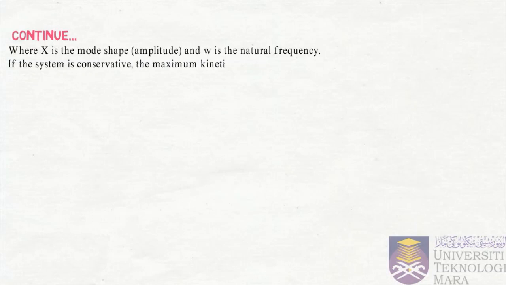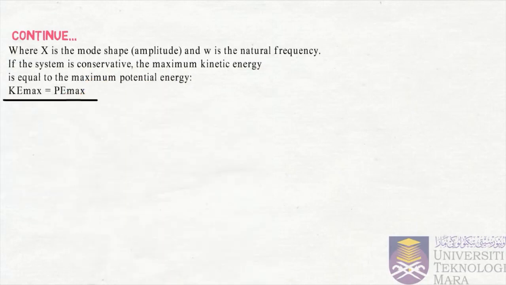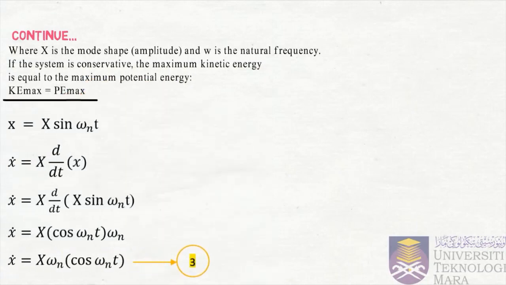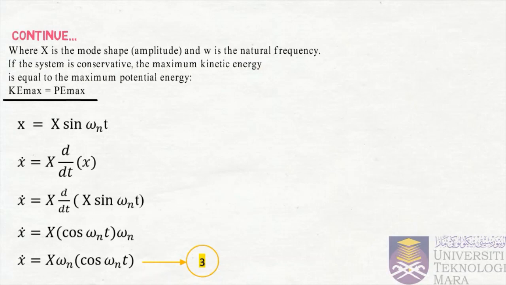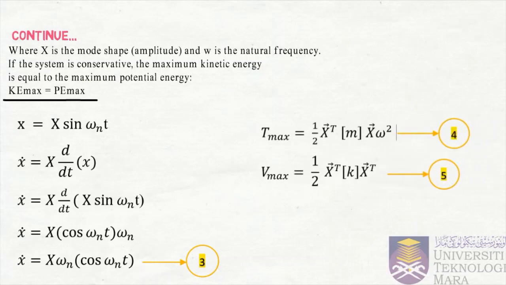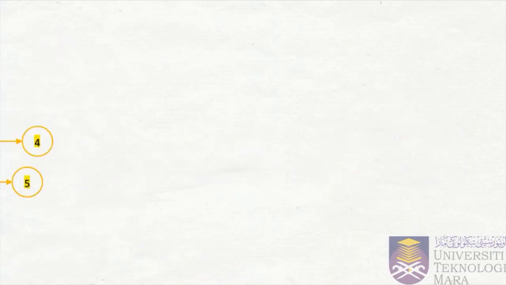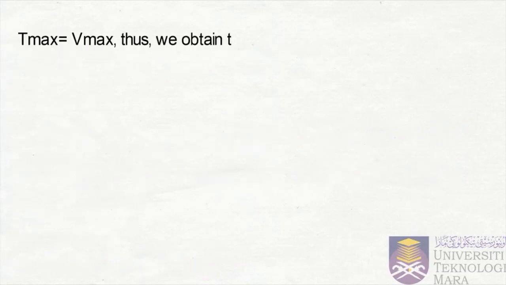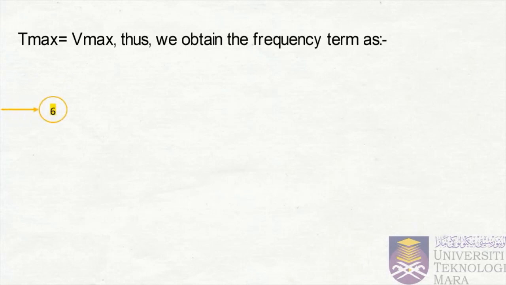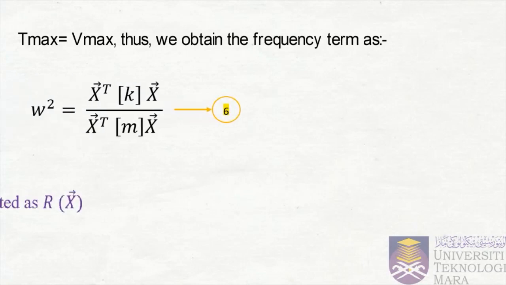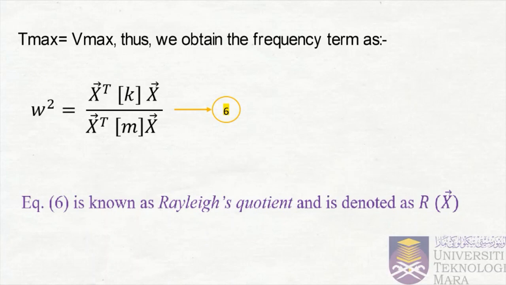If the system is conservative, the maximum kinetic energy is equal to the maximum potential energy. Tmax is equal to Vmax, thus we obtain the frequency term as equation 6, known as the Rayleigh quotient and denoted as R(x).